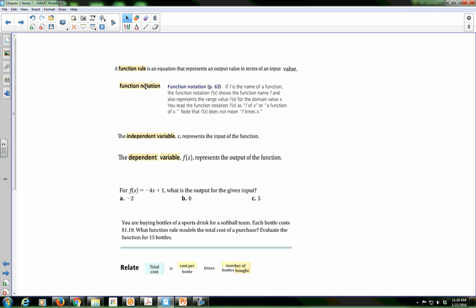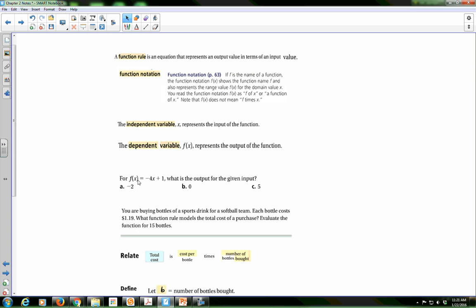When you're using function notation, you don't use y equals, you use f of x equals. You read the function notation f of x as f of x, or a function of x. Note that f of x does not mean f times x. The independent variable, my science teacher will love me for helping you guys with this, x represents the input of the function. The dependent variable, f of x, represents the output. So x is the independent variable, y or f of x is the dependent variable.